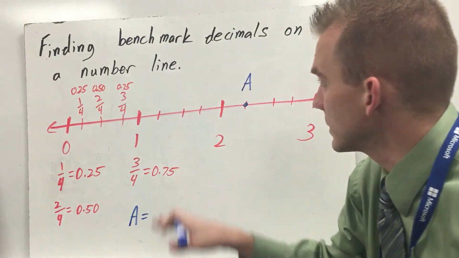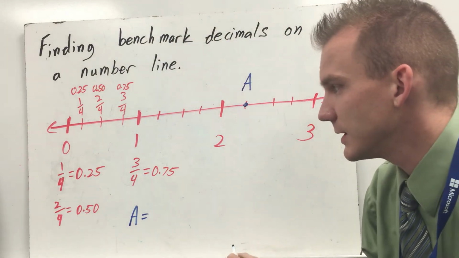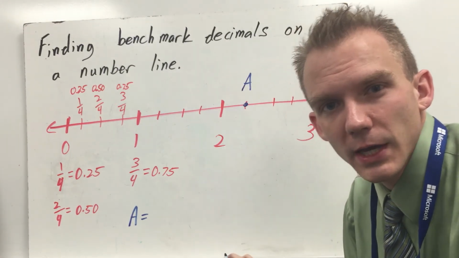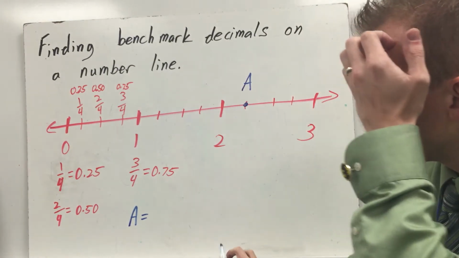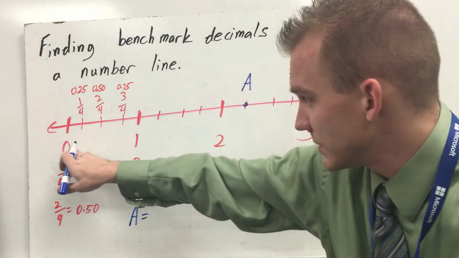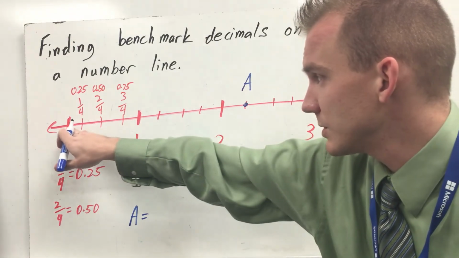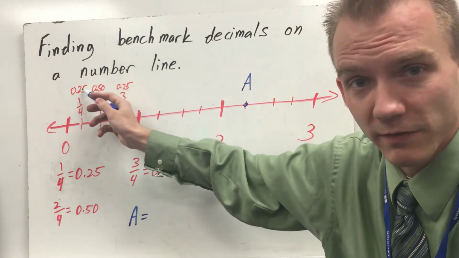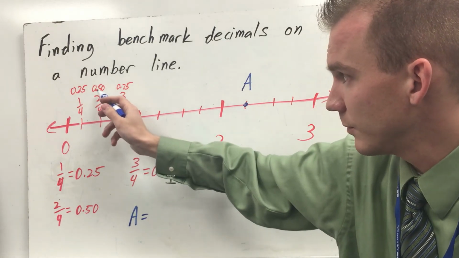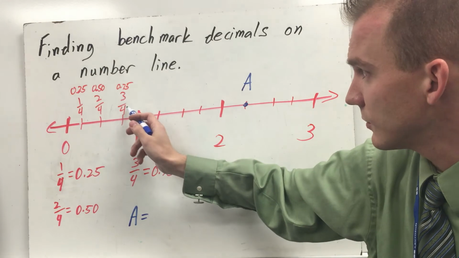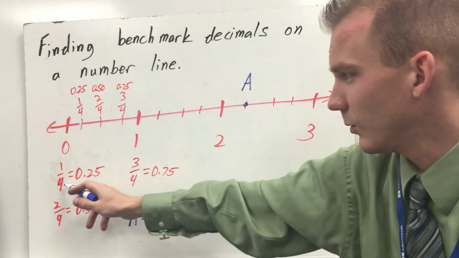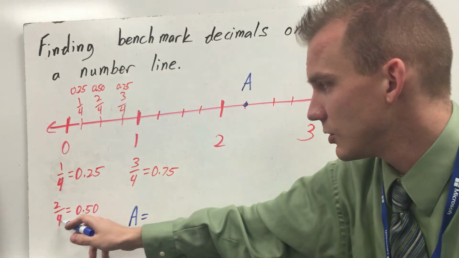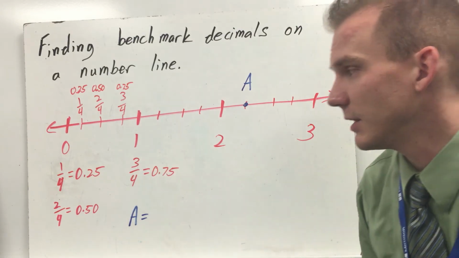Finding our benchmark decimals on a number line. Benchmarks are things that are easy to work with, like quarters. So if you think about money, I'm just showing on this one quarters. You have 0, 1, 2, and 3, but in between each one's broken into quarters or fourths. 1/4 or 25 hundredths, 2/4 or 0.5 or 50 hundredths, 3/4 or 75 hundredths. Again, 1/4 is 25 hundredths, 2/4 is 50 hundredths, 3/4 is 75 hundredths.